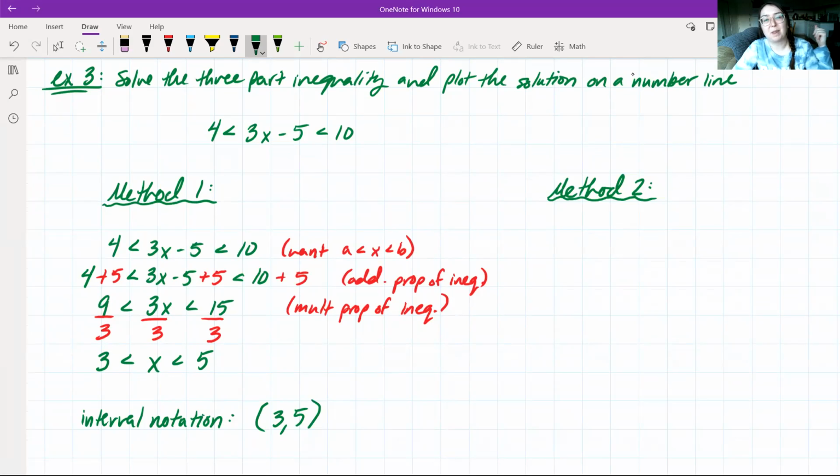Once we're done with our second method, we will go ahead and graph it on a number line. But now with method 2. Another way you could do this is when you have something like 4 is less than 3x minus 5, which is less than 10, and we still want a final answer that looks like a is less than x, which is less than b. What we can do is separate our 3-part inequality into 2 2-part inequalities.